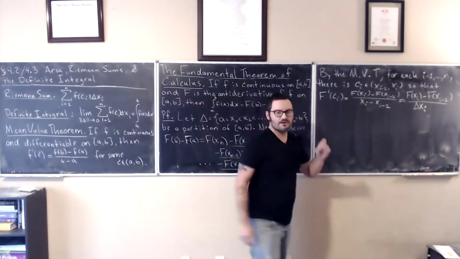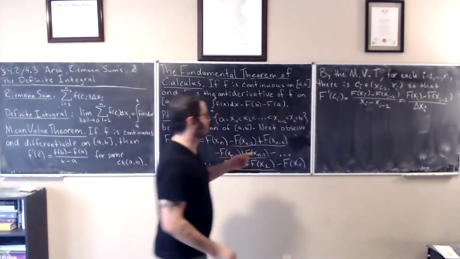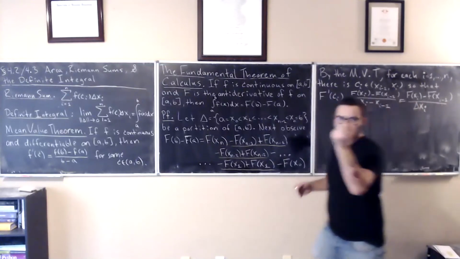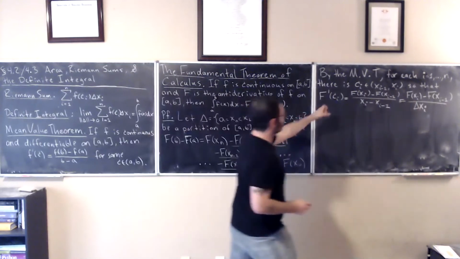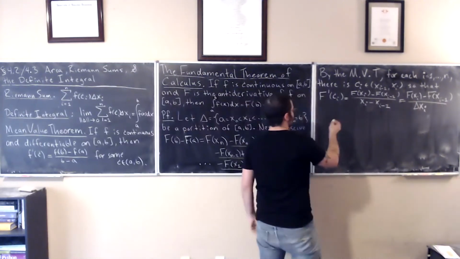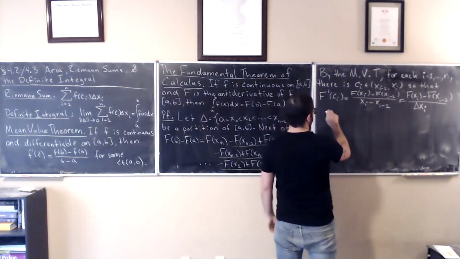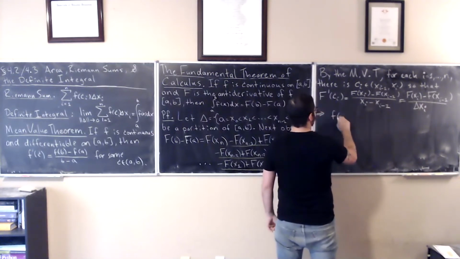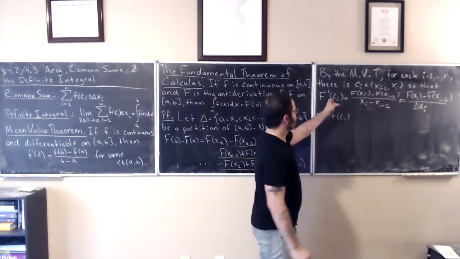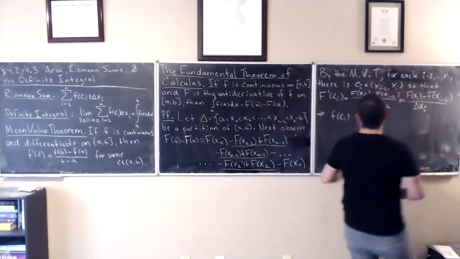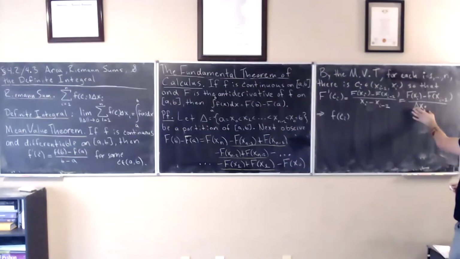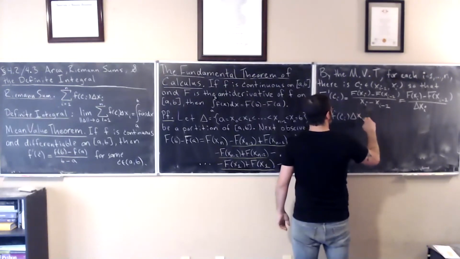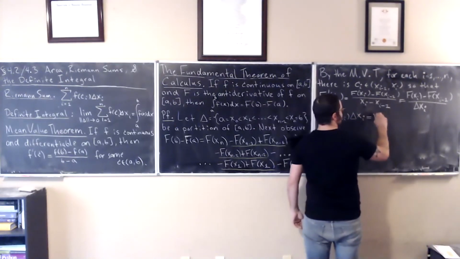But capital F is the antiderivative of little f, right? So the derivative of the antiderivative just gives you back the original function f. So this is equal to little f at ci. So what do we get? Which implies that little f of ci, the derivative of capital F, is equal to this. So if I multiply both sides by delta xi, I get this equation.